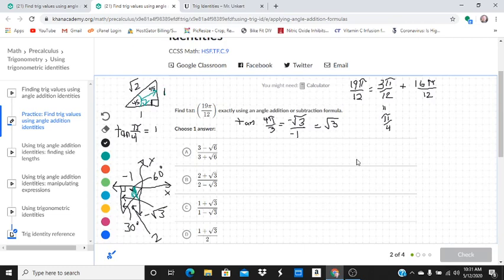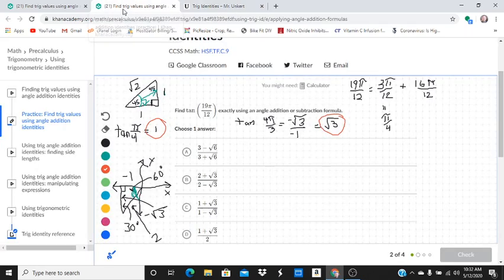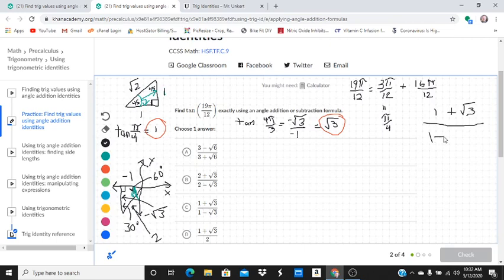All right, so we know our two values: 1 and square root of 3. Now let's look at this trig identity. The top part of our fraction is going to be tangent a, which is 1, plus tangent b, which is square root of 3. The bottom part is going to be 1 minus the tangent a times the tangent b, so 1 minus 1 times square root of 3.